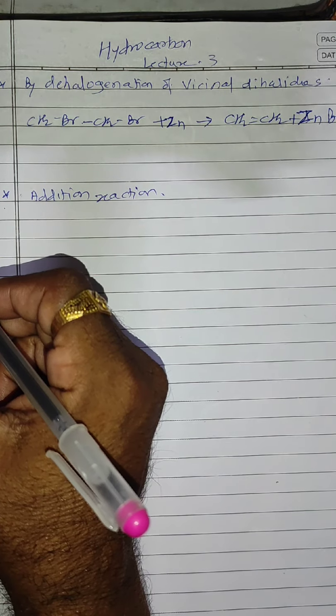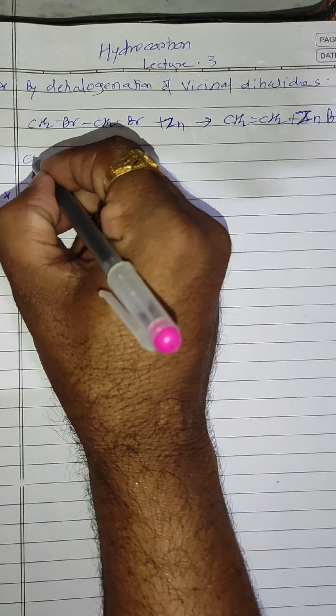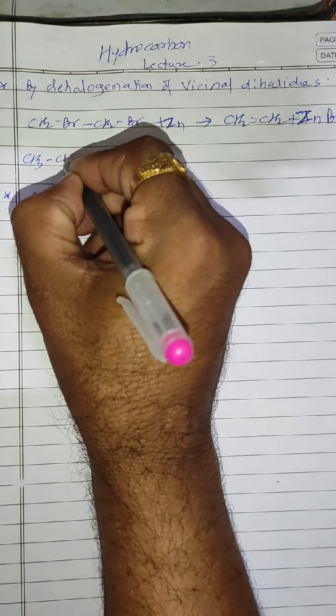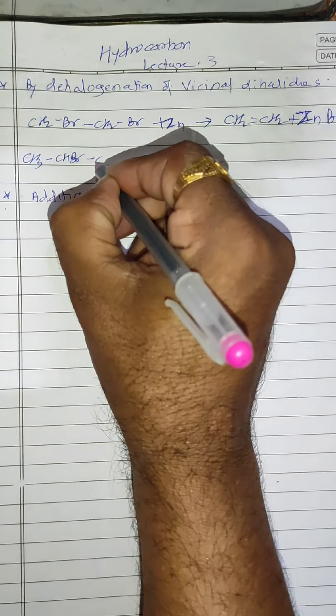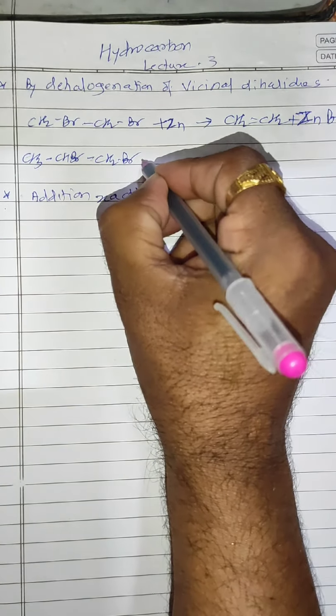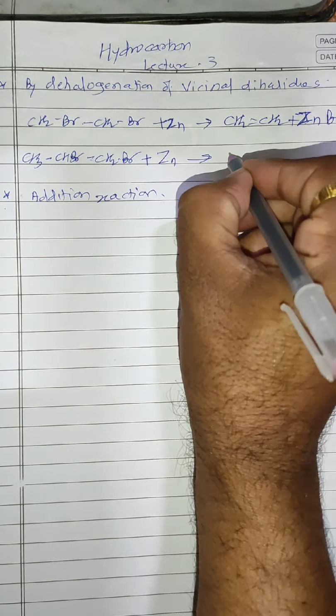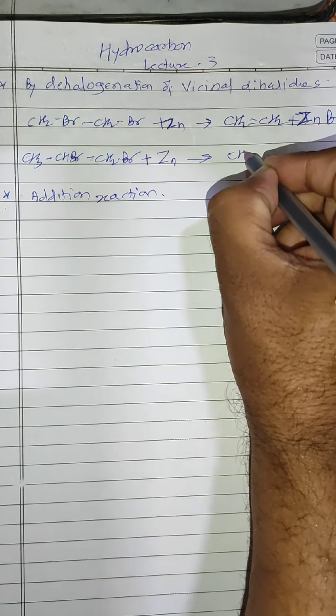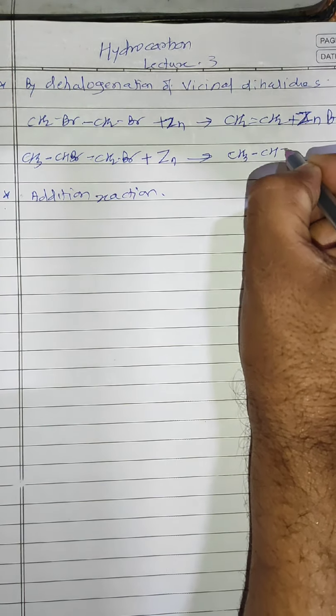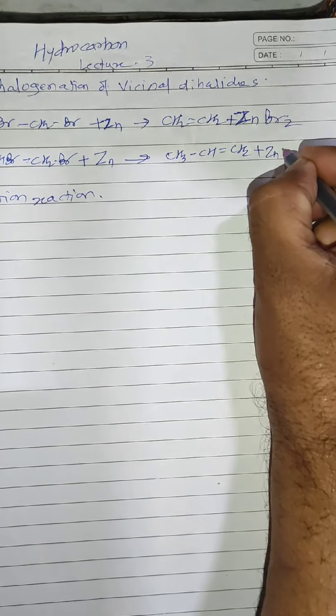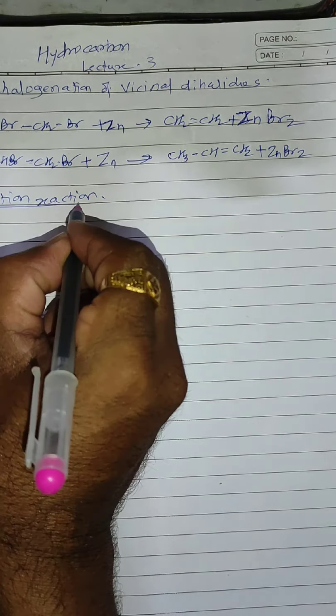Now next reaction, like CH3, then CHBr, then CH2Br. These are treated with zinc metal and it gives the corresponding CH3CH=CH2 plus ZnBr2. So this is the dehalogenation of vicinal dihalide. Now next reaction, addition reaction.